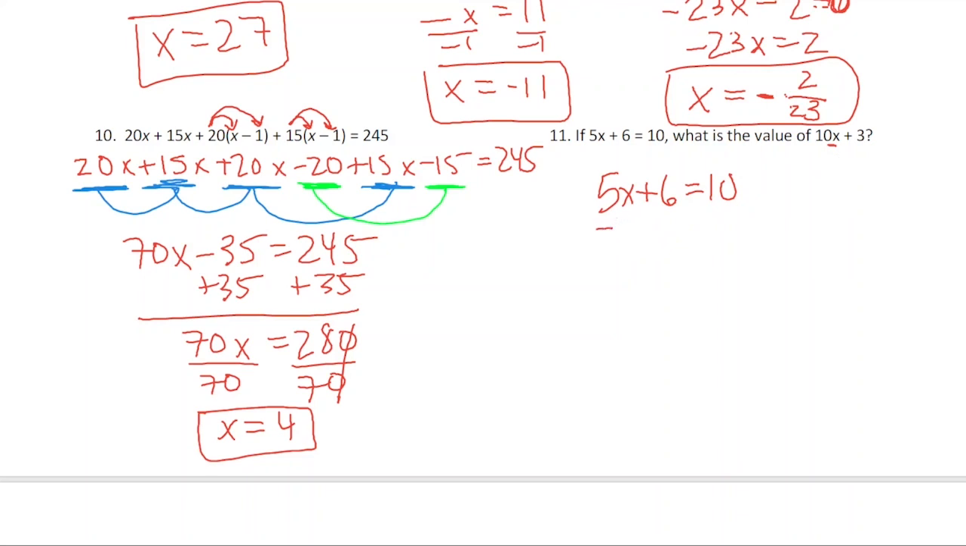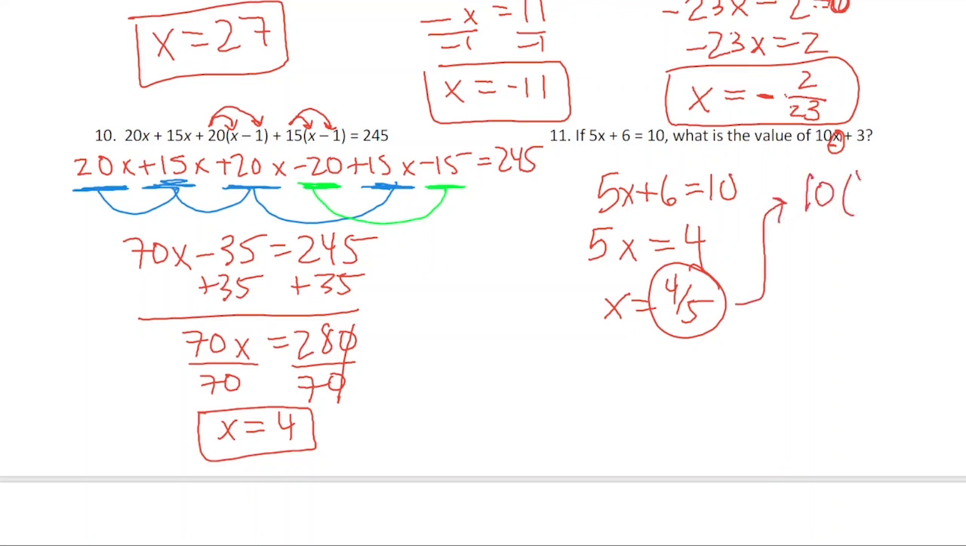So we're going to subtract 6 from both sides. We get 5x equals 4. Divide both sides by 5 and get x equals 4/5. So this is a number that we're going to plug in right here. If x is 4/5, then 10x plus 3 equals 10 times 4/5 plus 3. 10 times 4 is 40, divided by 5 is going to be 8. So 8 plus 3 is 11.